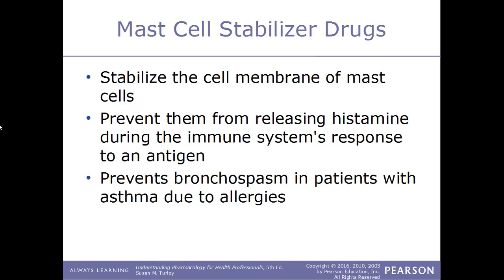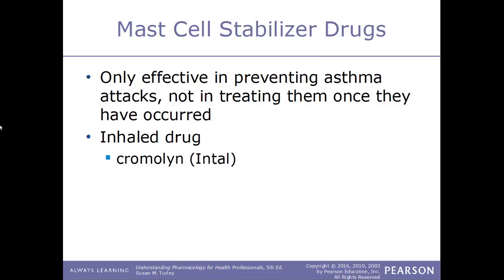So this will lead to preventing the bronchospasms in patients with asthma because of allergies. And this kind of drug is only effective in preventing asthma attacks, but not in treating them once they have occurred. And this kind of drug is an inhaled drug. An example of this would be cromolyn, which is sold under the trade name Intal.